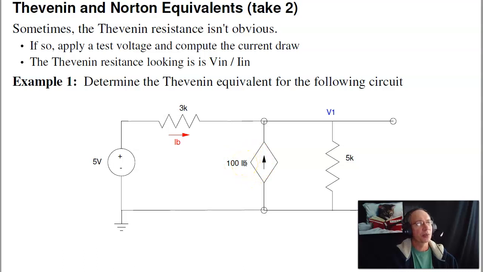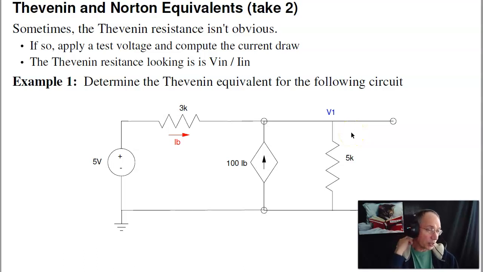So what I'll do instead is apply a test voltage. Apply a 1 volt test right here and see how much current it draws. If it's 1 ohm, 1 volt will draw 1 amp. If it's 100 ohms, 1 volt will produce 1/100th of an amp. So by measuring the current, I can tell you what the resistance is. That's actually how an ohm meter works. An ohm meter applies the test voltage and measures the current. From that, I can tell you what the resistance is.